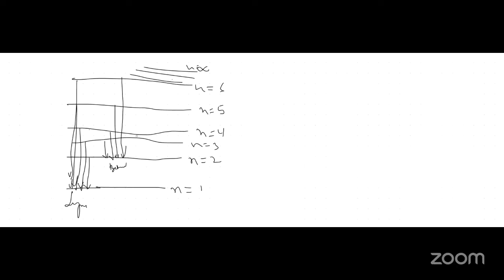Or from fourth to third, or fifth to third, or sixth to third, or seventh to third, we get the Paschen series, and similarly the Brackett and Pfund series and so on. Okay, this is the hydrogen atom energy level diagram, which illustrates the production of the spectral series.